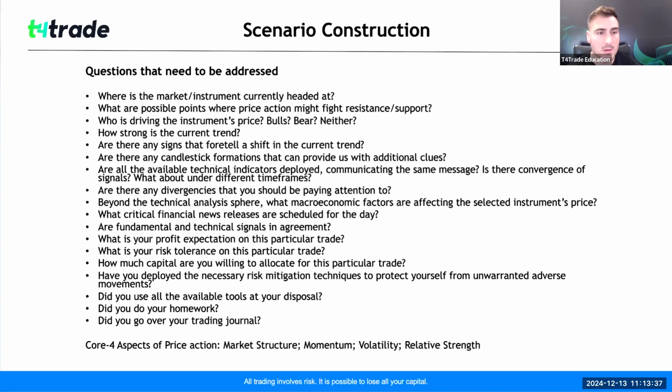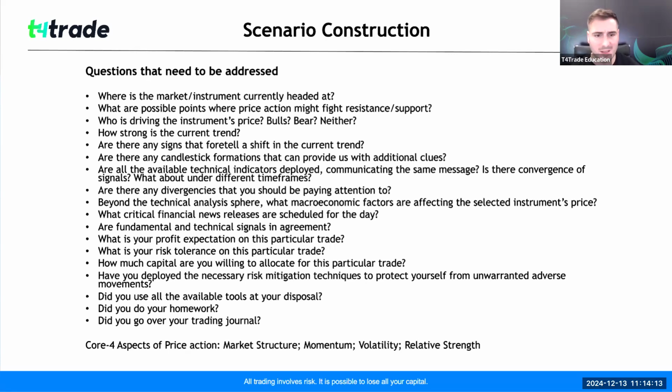Okay, so some possible questions are: what is the primary trend of this instrument? That is, in what kind of phase of primary trend is this instrument currently found at? Okay, who is driving the price right now? Is it the bulls? Is it the bears? Is it neither? Okay, is it in consolidation mode? Who is driving the price action? Is it making higher highs and higher lows? Is it making lower highs and lower lows? Depending on the answer, you get a clear kind of direction of where the market is headed at.